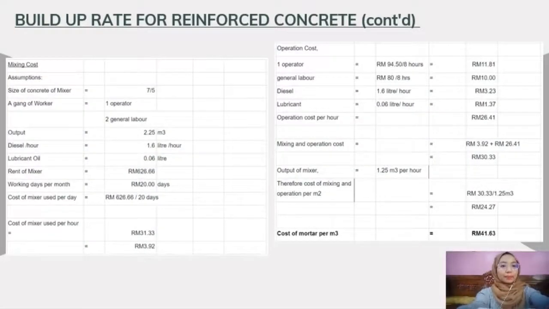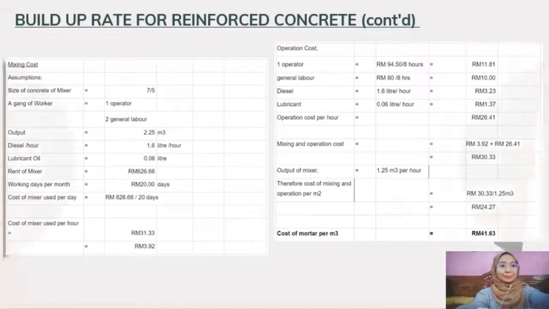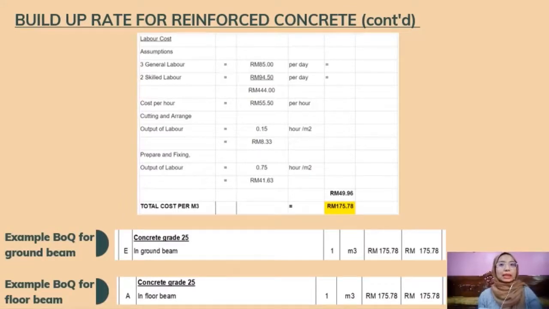If the construction uses a mixer to mix the concrete, then the mixing cost and operation cost are needed. For the mixing cost, the mixer used per meter hour is calculated, and for the operation cost, the cost of concrete per meter cube is calculated. Okay, the last one for the concrete is labor cost. The first is to find the cost per hour for the general labor and the skilled labor, and also for the preparing and fixing, the output of the labor, and the last one is to add on the wastage, profit and also overhead.